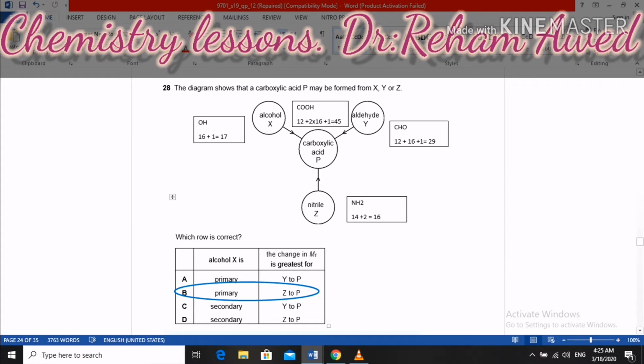The change in relative molecular mass is greatest for which step? I calculated the relative molecular mass change for each one. Alcohol OH group is 17, nitrile is 16, aldehyde group CHO is 29, and carboxylic acid group is 45. Of course, the largest increase is from nitrile to carboxylic acid. So the correct answer is Z to P.